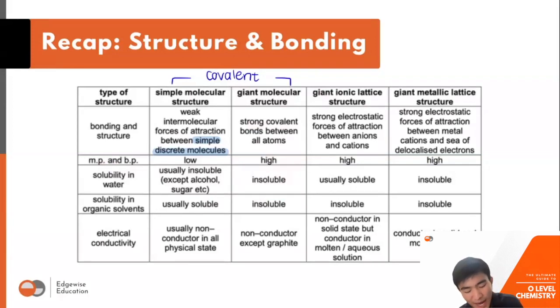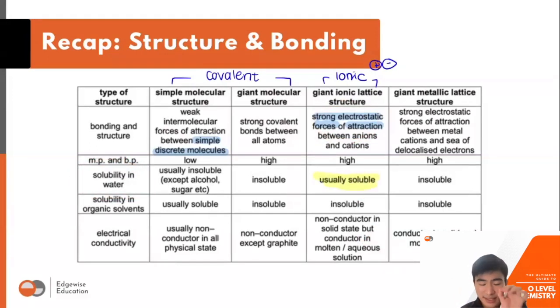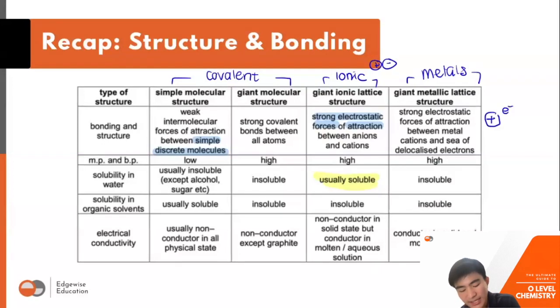Okay. Now, for ionic, got one type. It's called the giant ionic structure. And this happens when they got positive and negative. Positive ion and negative ion, they attract each other. They got strong electrostatic force of attraction, and as follows. This one, most important, they can dissolve in water. Because got positive and negative, water likes the positive and negative, they can dissolve the bond. Now, last one, giant metallic lattice. This is for metals. For metals, they got this giant metallic structure. Remember, this one is positive ions and the sea of delocalised electrons.